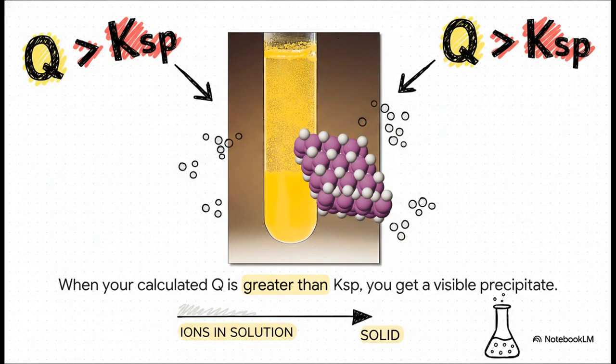And this is what that looks like in real life. When your initial mix of ions is just too high, when your Q is greater than your Ksp, the solution is what we call supersaturated. It's unstable, and the only way for the system to fix itself is to kick those extra ions out of the solution and form a solid. You're literally watching equilibrium happen right before your eyes.